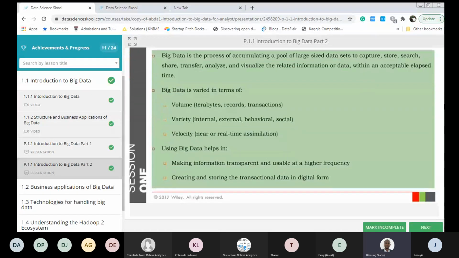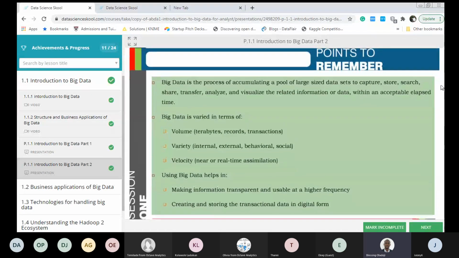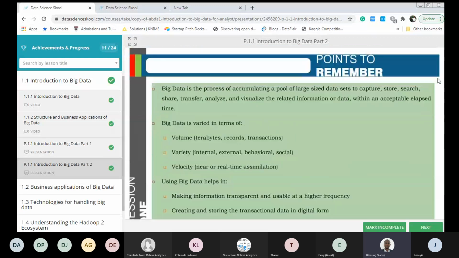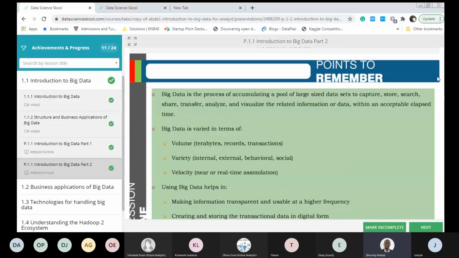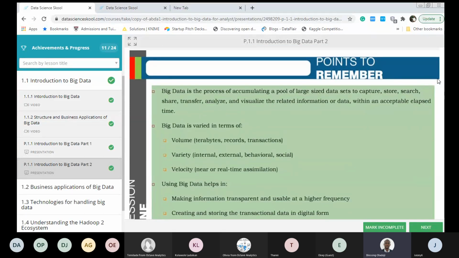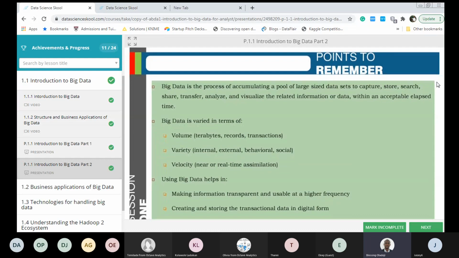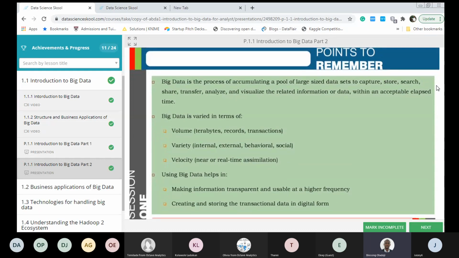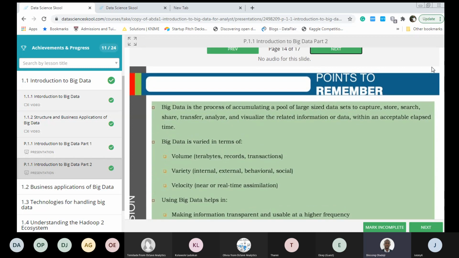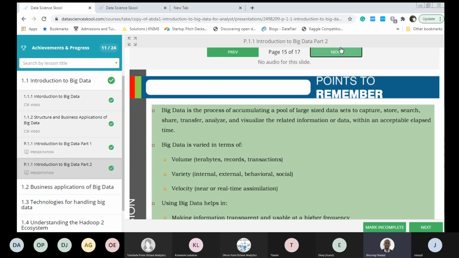So let's quickly do a summary before we go to technologies of handling big data. What we have discussed between yesterday and today is what big data is, the elements of big data, what exactly are those things that define big data, and the uses to which you can put data.